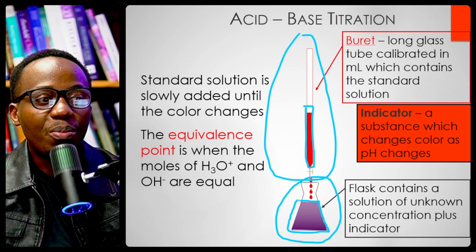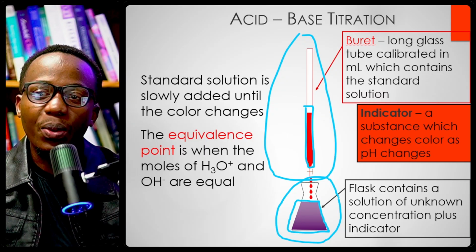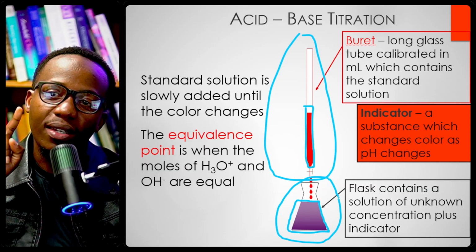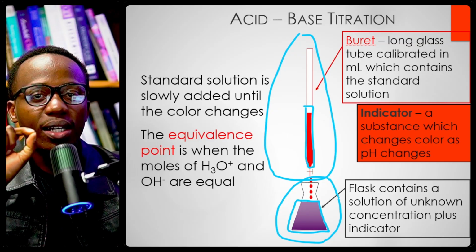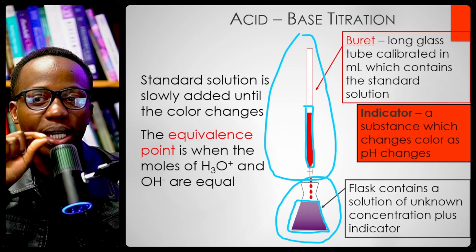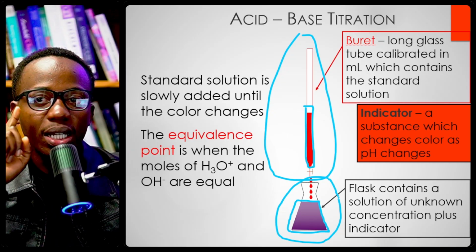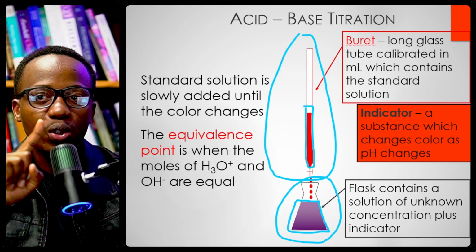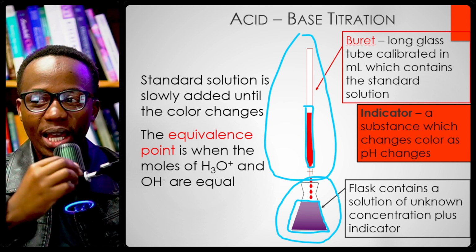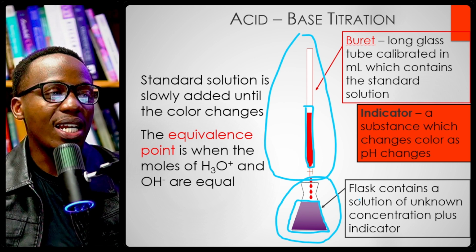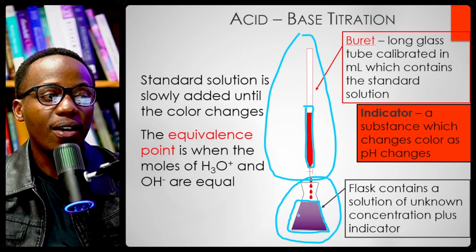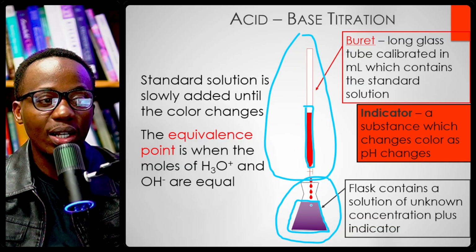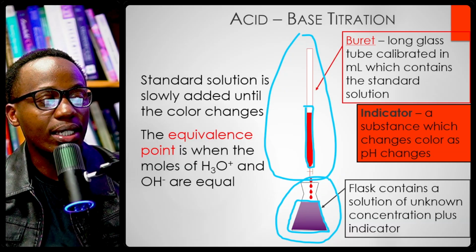And very importantly, you're going to add something we call an indicator. Something that changes color when you reach a certain pH. In this case it is pH 7, because we need to know when the solution is neutralized. Right? Now you're starting to understand, right? When the solution is neutralized, it changes color and then we stop. So we use a color indicator.